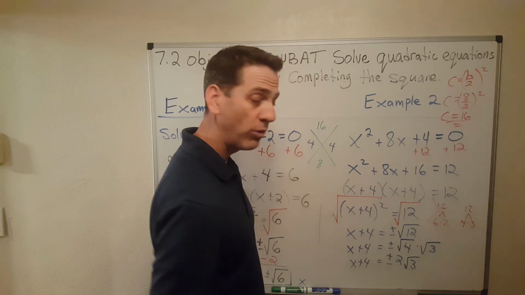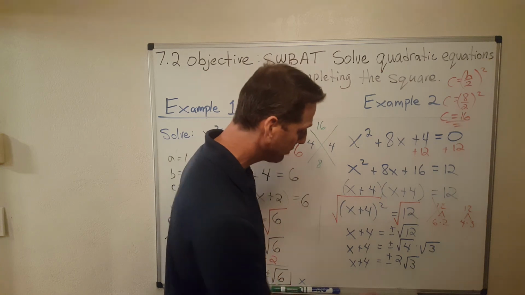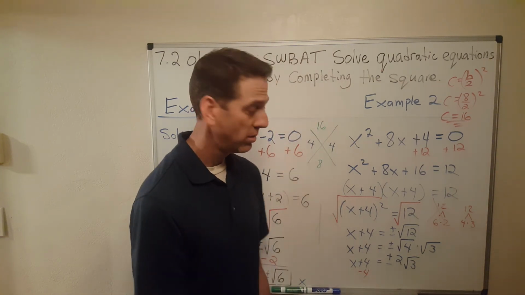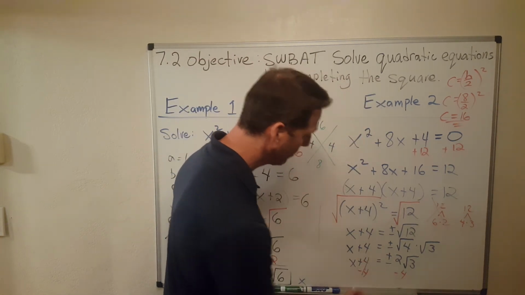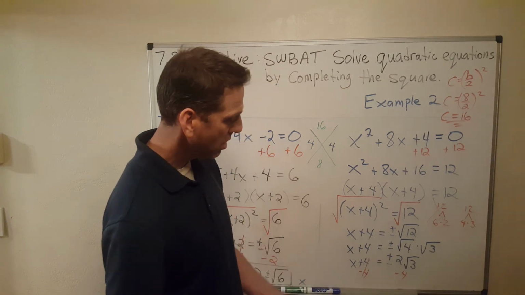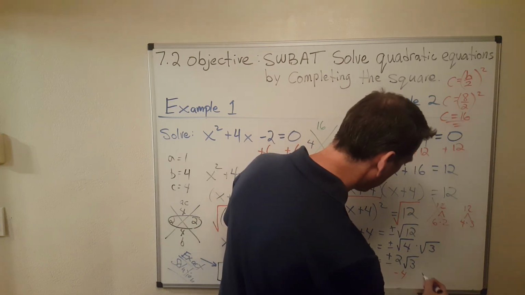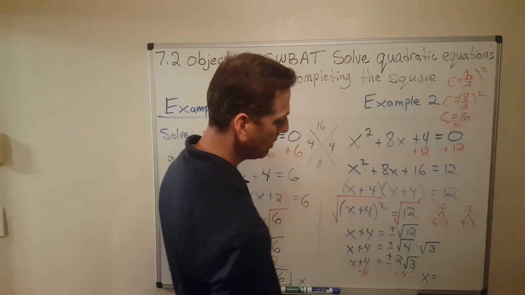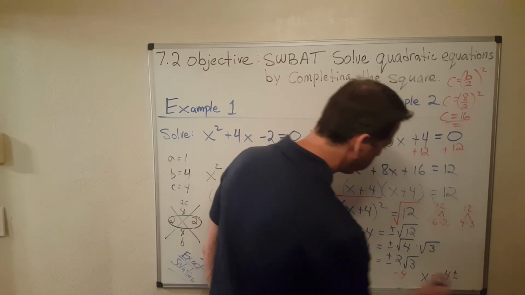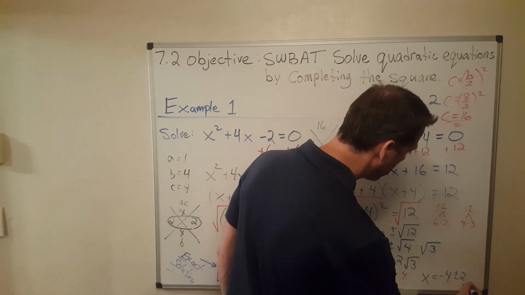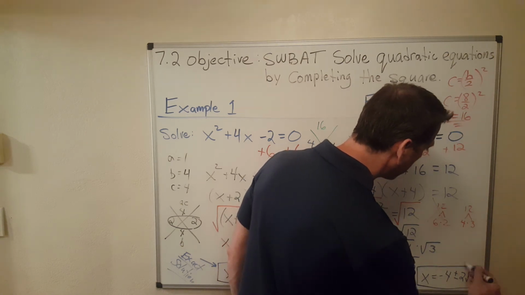All right, so now I have one more thing to do. I need to take care of that 4. Okay, we need to solve for x. So let's subtract 4 and subtract 4. Okay, that's going to cancel. All right? So we're going to end up with, I'm going to put it over here, x equals -4 plus or minus 2 times the square root of 3. And there's your answer.